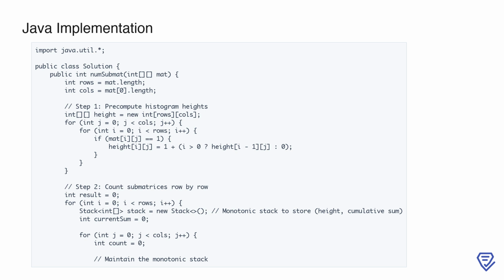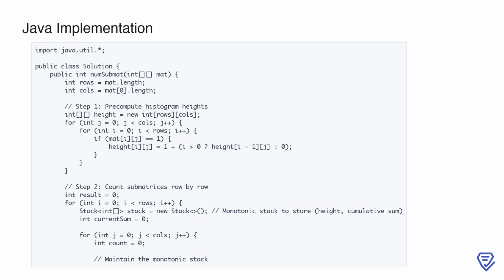The height array stores these computed heights, where each value represents the number of consecutive ones ending at that cell in the column. To populate this array, we iterate over each column, and for every cell, if the value in the matrix is 1, we add 1 to the height of the cell directly above it, otherwise, we leave it as 0. This step essentially prepares us to treat each row as the base of a histogram, which allows us to efficiently calculate submatrices using the heights.